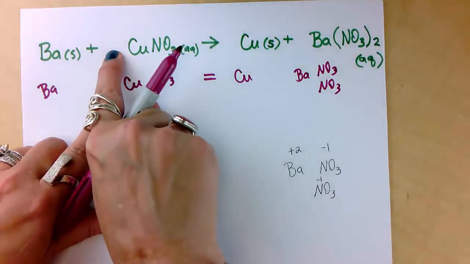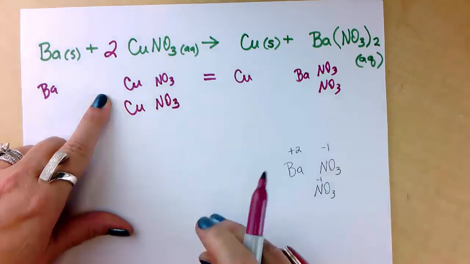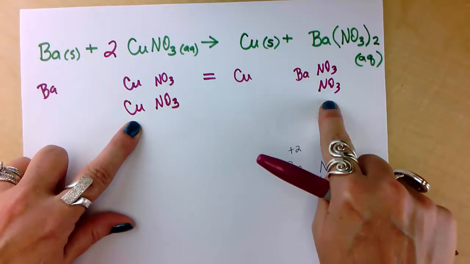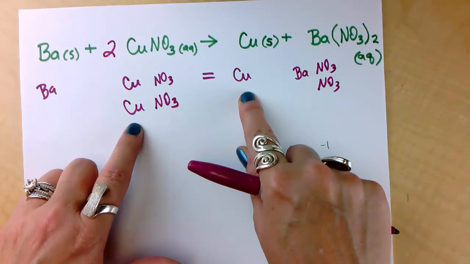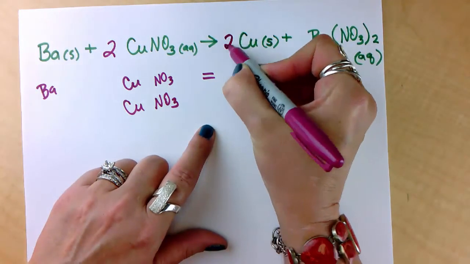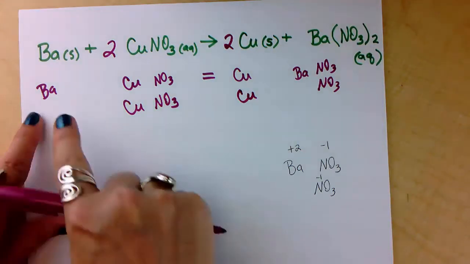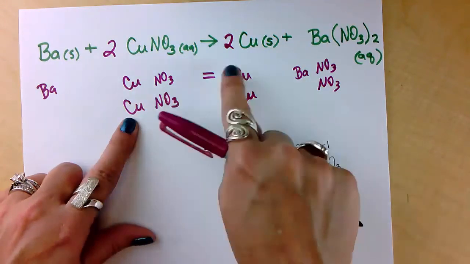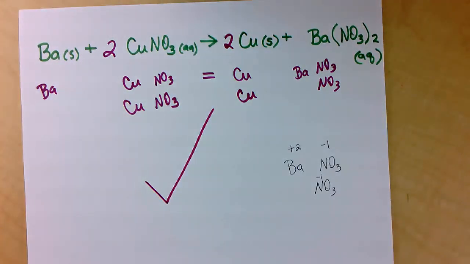What can I do to get 2 on the left side? What goes in front? You're correct if you said a 2. I need another copper 1 nitrate. Now I have 2 nitrates to go with the 2 nitrates. That messed up the coppers, however. There's 2 on the left side, but only 1 on the right side, the product side. So what goes in front? A 2 to give me a second copper. Looks pretty good. Let's double check. 1 barium, 1 barium. 2 coppers, 2 coppers. 2 nitrates, 2 nitrates. I believe we have correctly predicted the products of a single replacement reaction, written the products, the states, and balanced it. Good job.